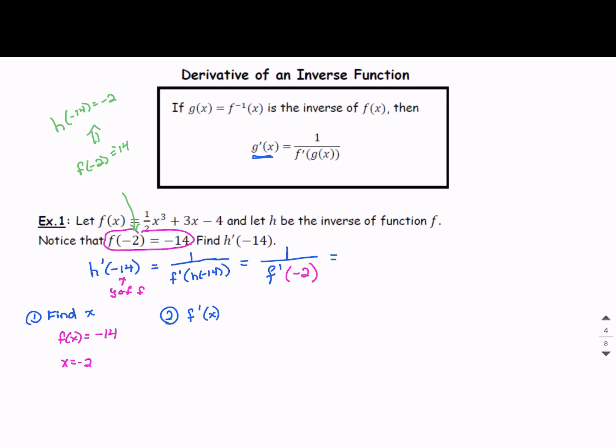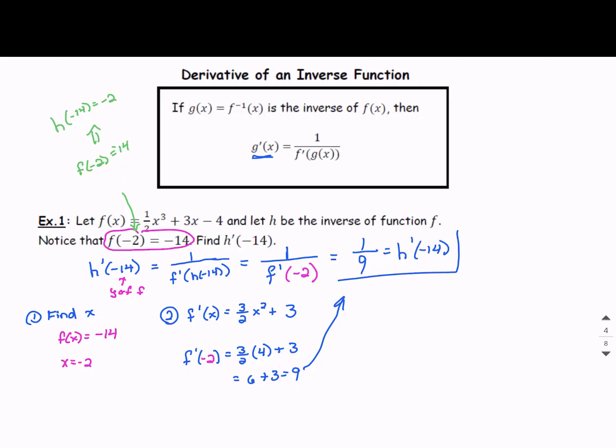So the derivative of 1/2 x cubed is going to be 3/2 x squared plus the derivative of 3x, which is 3, and the derivative of negative 4 is 0. Now we're going to take that derivative and substitute in our x value, negative 2, and we're going to get 3/2 times negative 2 squared, which is 4, plus 3. That's going to give us 6 plus 3, which is 9. So that means 1/9 is the derivative of h at negative 14.